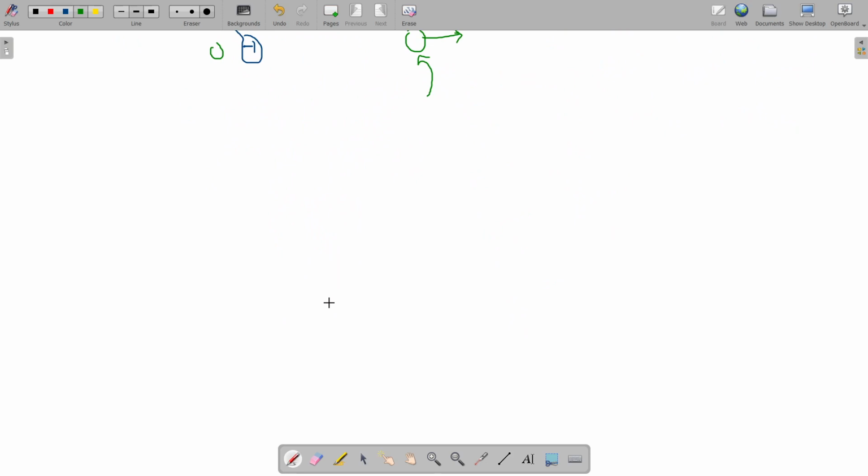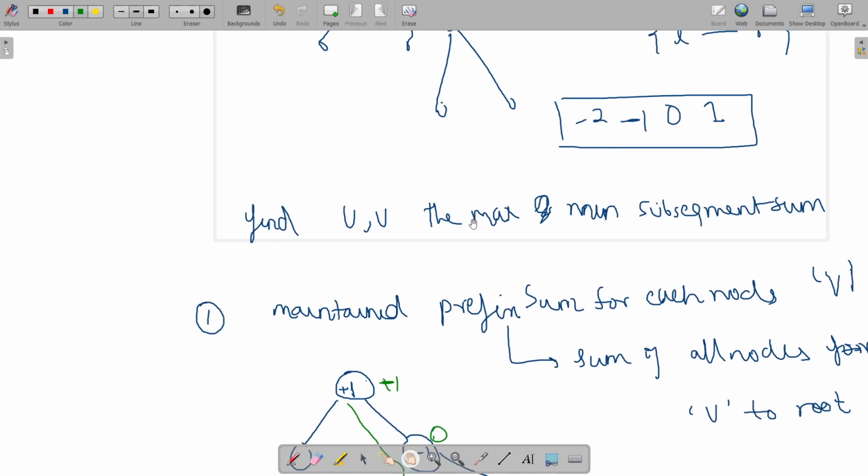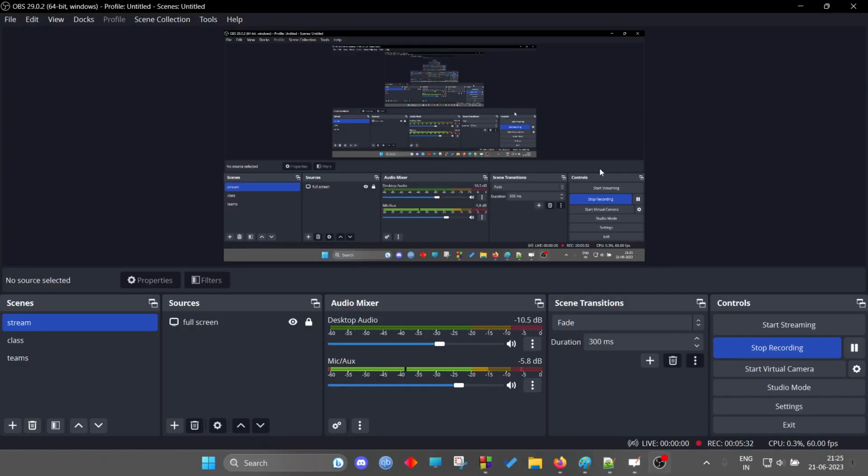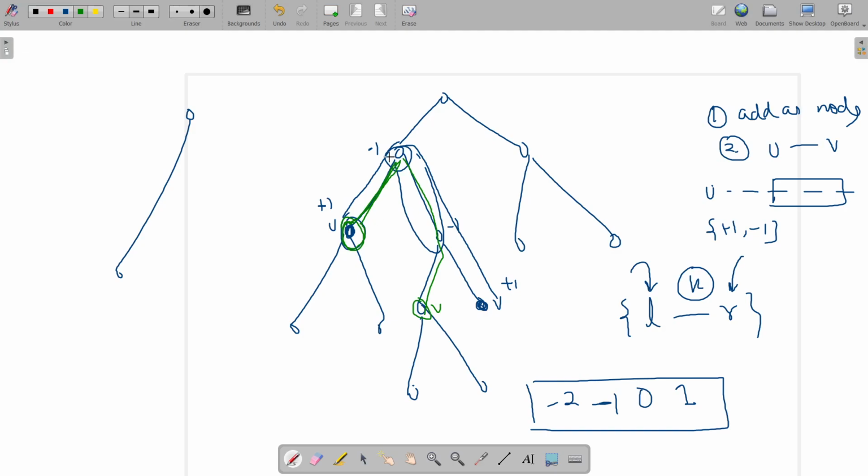Now, suppose a query comes for some u and some v. In the tree, these two nodes will have some LCA, some lowest common ancestor. Let's suppose this was the tree, and this is u and this is v. Then the path will go from u to the LCA and then from the LCA to v. Correct? One second, let me make sure I'm recording. Yes. So the path will go till some LCA, correct?